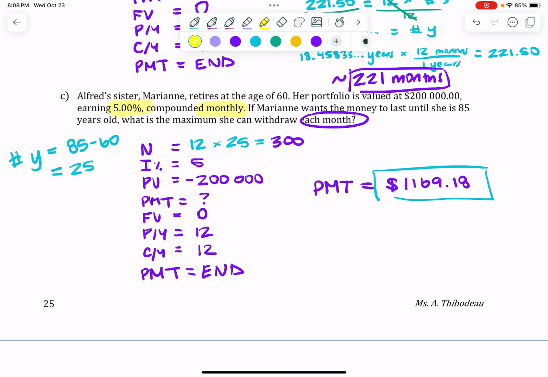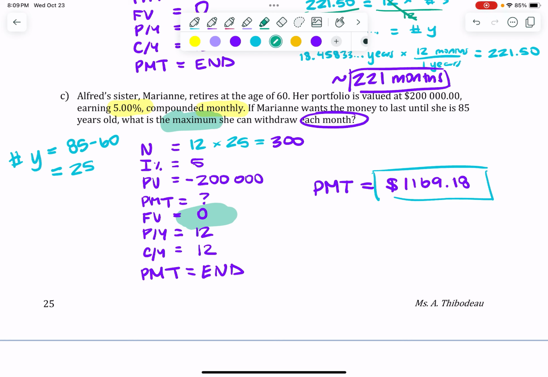Now, something I will point out, the question says what's the max she can withdraw? Because technically, she could withdraw less. She could choose to withdraw $1. The money will still last. That's cool. But we're looking for the maximum. That's why my future value is set to 0. Because if I'm maximizing how much I can withdraw, I'm trying to use it all up. So that is why that word maximum is there.